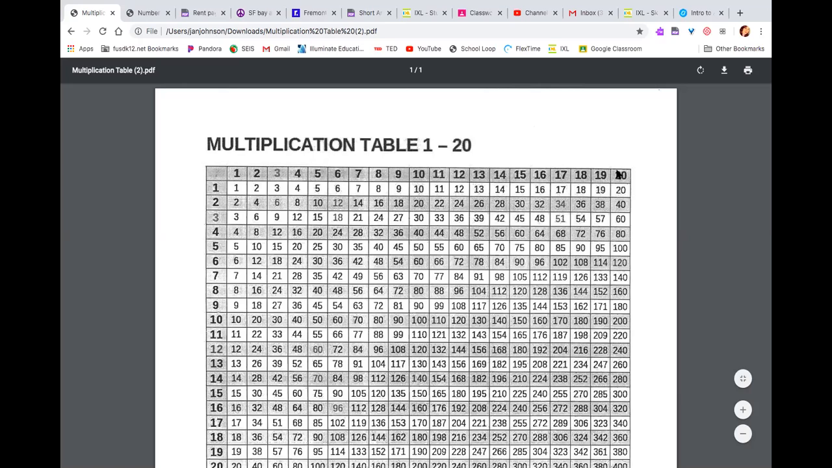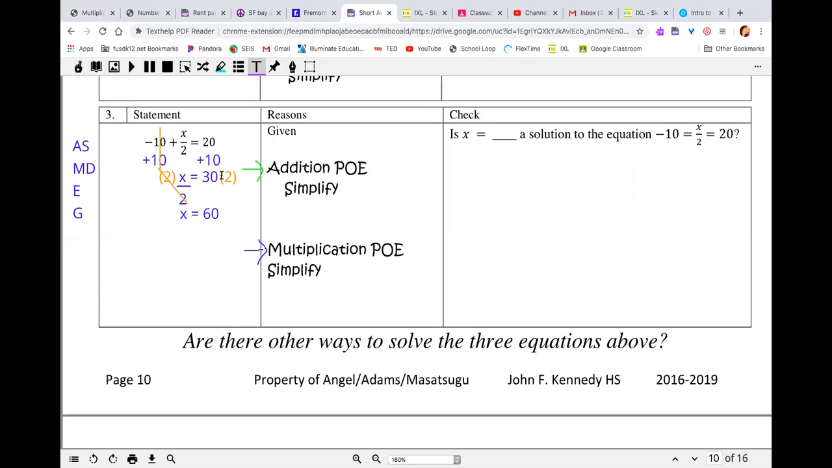Do we have 30? Oh, well, no, I just swapped them out. That 3 times 20 is also 60. That might be confusing, so we'll forget I said that. Okay.